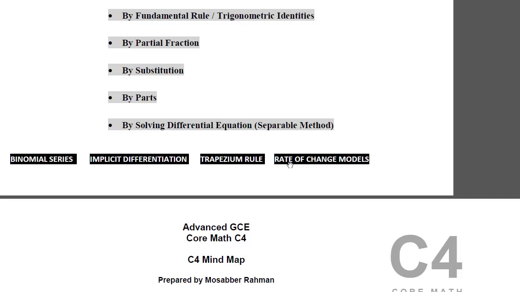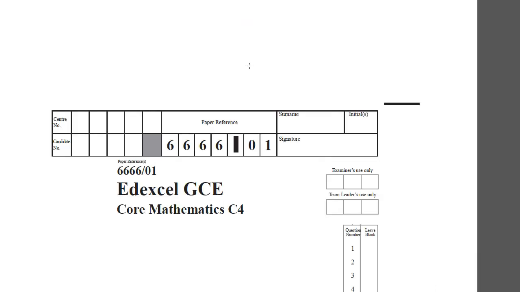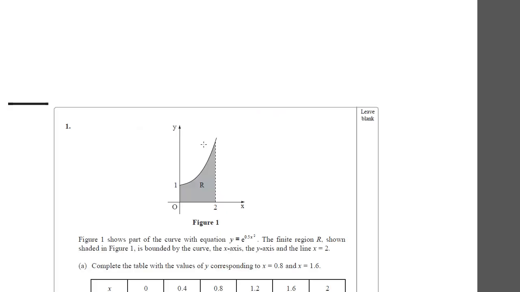Now the C4 paper usually has 7 to 8 questions. So let's take a look at the question paper. Here there are 8 questions, and we would like to do the topics other than C4. So this question right here is a trapezium rule. Let me write this down. C2 trapezium rule. So this is a C2 trapezium rule question.